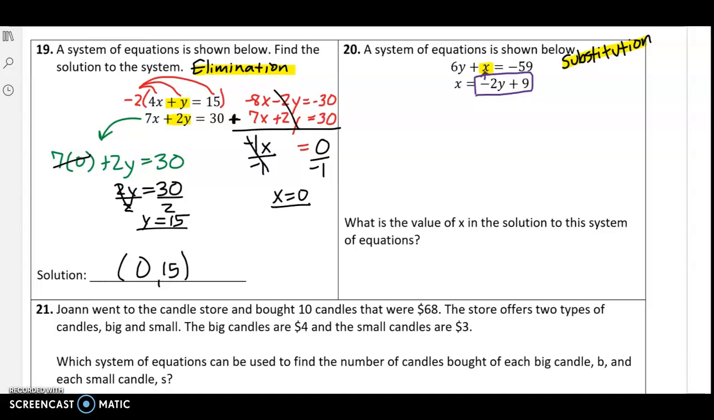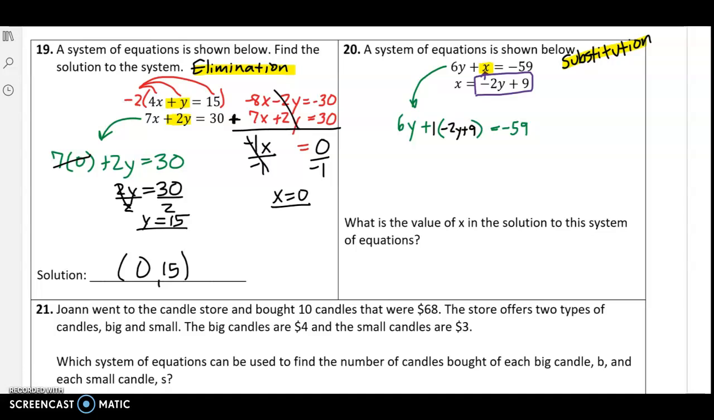So let's rewrite that top equation. 6y plus x equals negative 59. And we are replacing x with negative 2y plus 9.